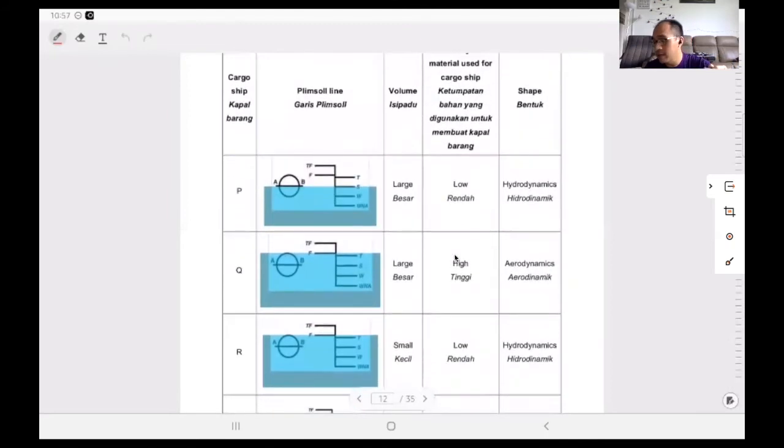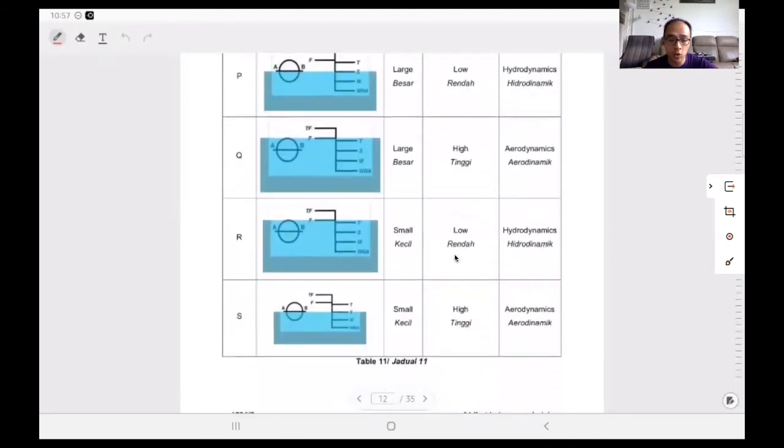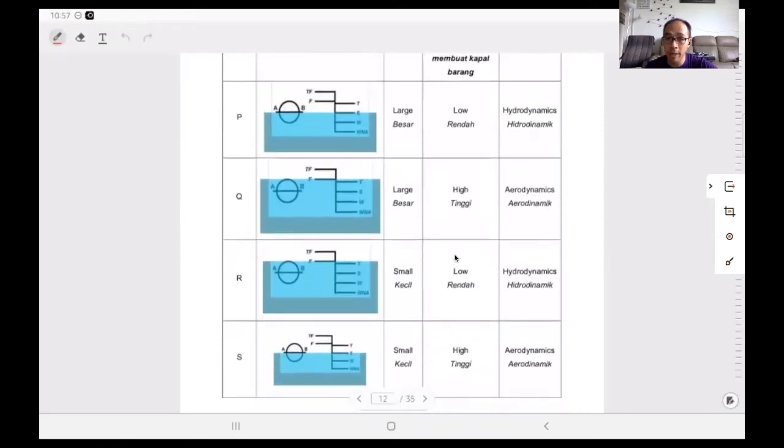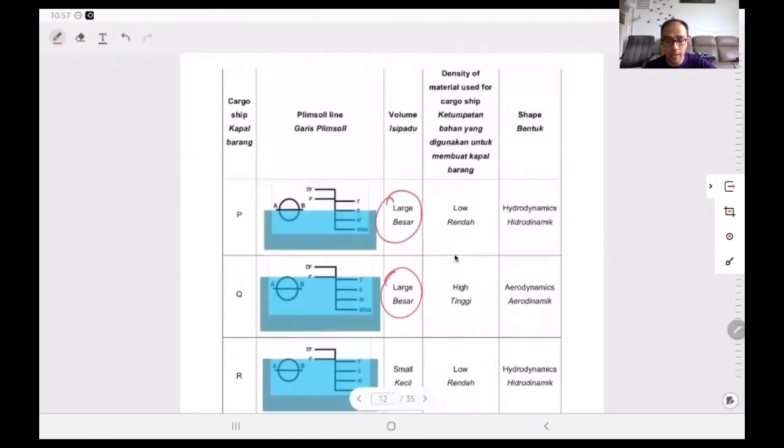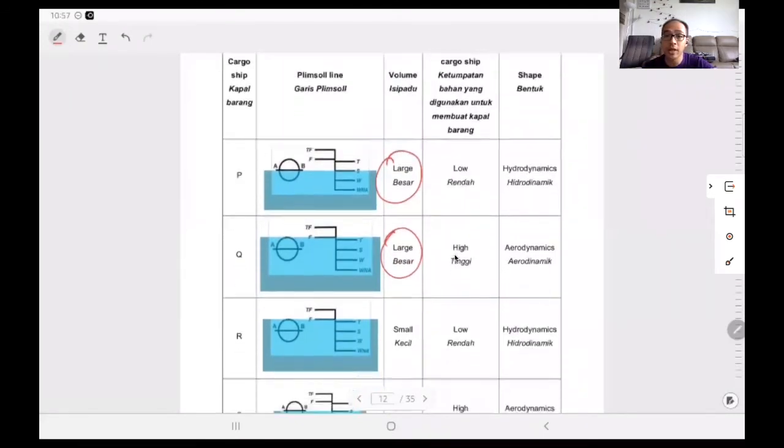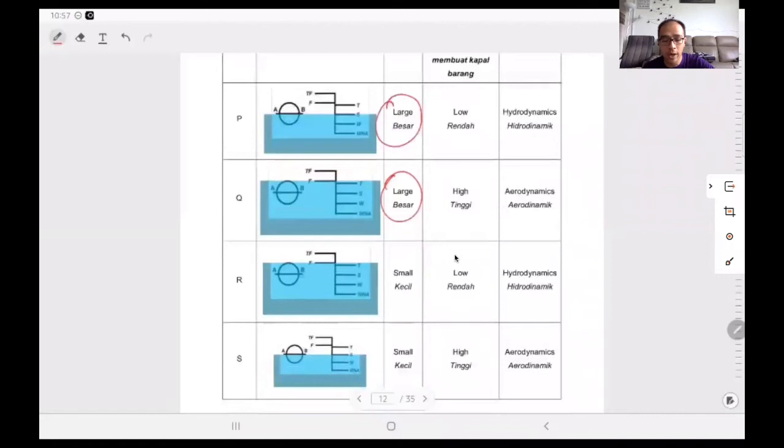Let's consider the volume. Okay, so we've got two choices. We want the volume of the ship to be big or small. Okay, obviously we want the volume to be big. Let's do this first. Okay, what about the density of the material used for the cargo ship? Whenever you build a ship, you want the material to be low density. So we circle low.